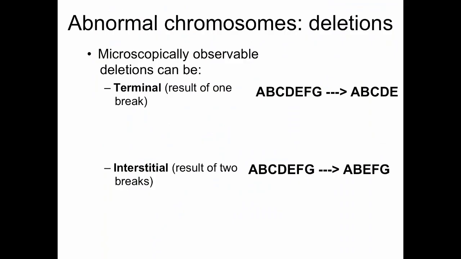Abnormal chromosomes may come about from deletions. You may have microscopically observable deletions, so you may have a terminal break. In this case, a hypothetical sequence, if you have a terminal break here, you'll have a deletion like that. You may have an interstitial deletion, so you may have a break here and a break here will result in something with a deletion like that.